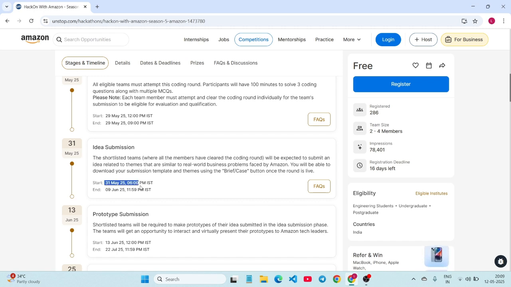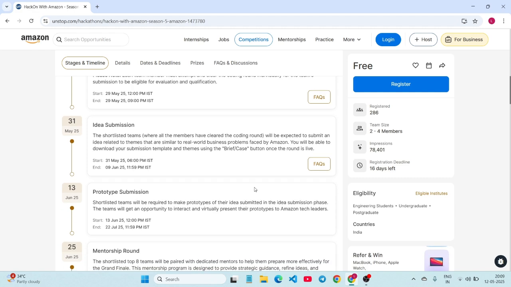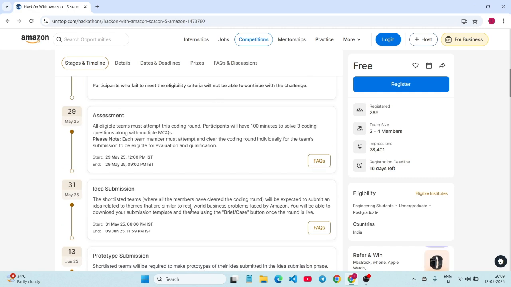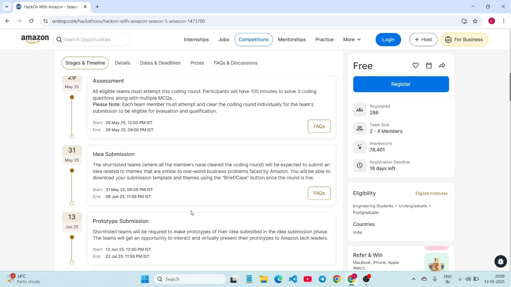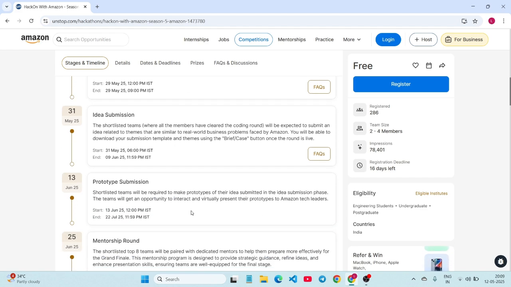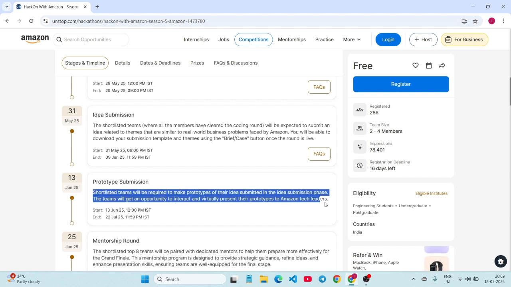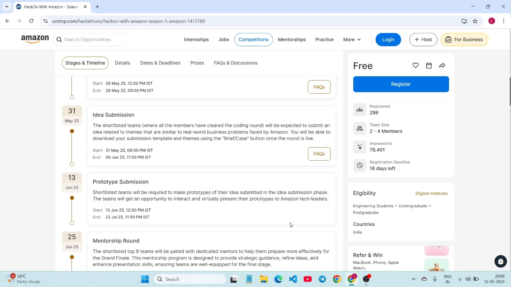As they mentioned here, the idea submission will be from 31 May to 9 June. So you will be getting the results on 30th of May or the 31st of May. Once you have been shortlisted, then you will be seeing the button here in the idea submission. And after this round, you will be having the prototype submission. The shortlisted teams will be required to make the prototypes of their idea submitted in the idea submission phase.